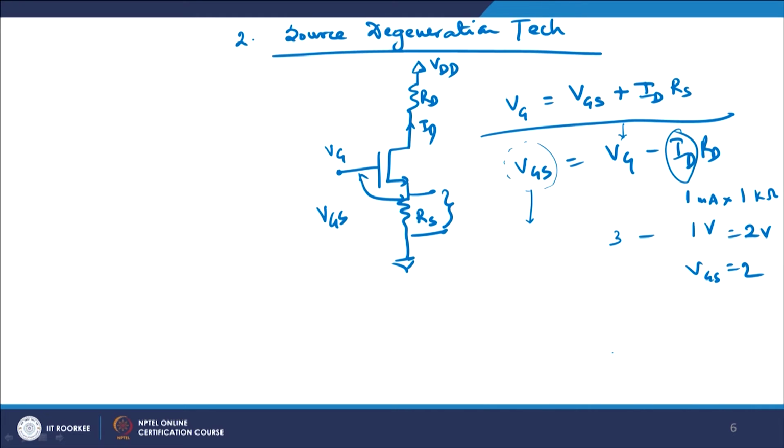Now let us suppose this becomes 2 milliamp. So 2 into 1 is 2 volts, and therefore VGS goes from 2 volts to 1 volt. VGS becomes 1 volt, which means that with an increase in current the gate to source voltage reduces, and therefore it helps you to reduce the current. So this is basically a negative feedback control. I will explain to you just now how.